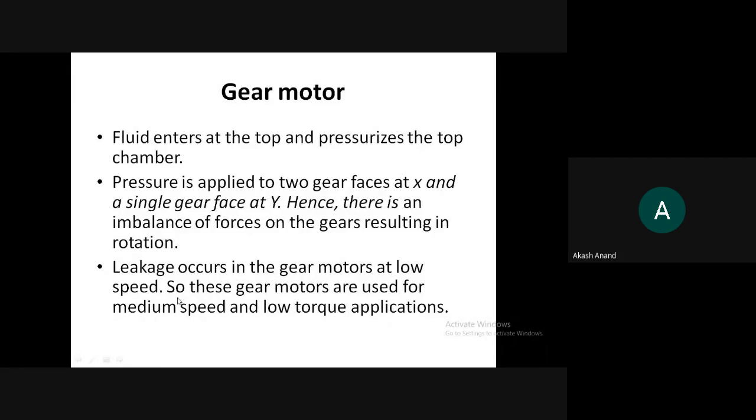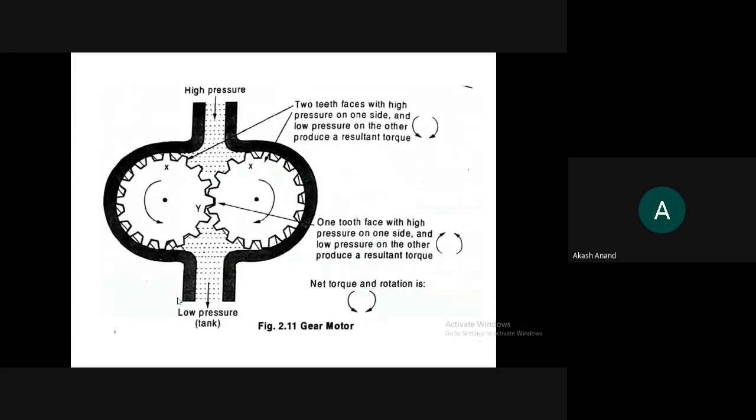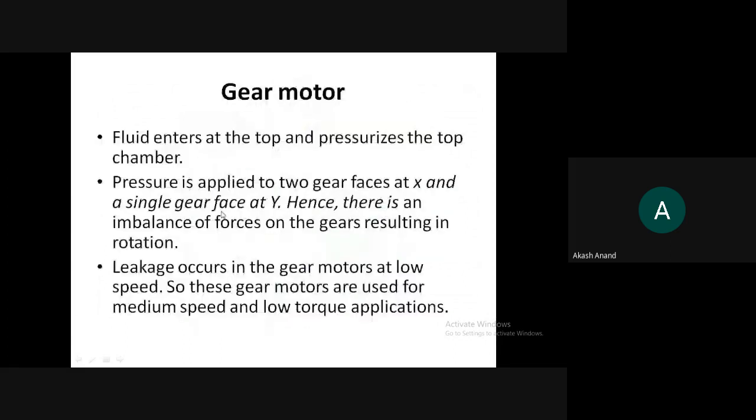So these gear motors are used for medium speed and low torque applications. We cannot use these types of motors at a very high speed. If we use these motors at a very high speed, there is a chance for leakage. So this type of gear motor is limited to low torque and medium speed applications.